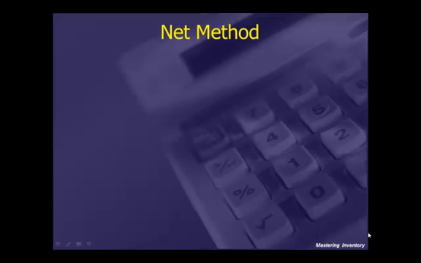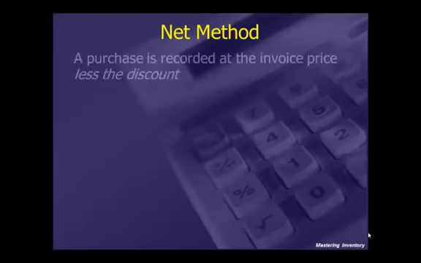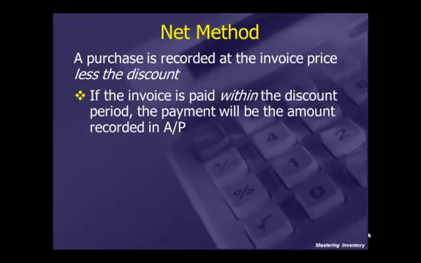All right, we're still in inventory. We're looking at purchases. We just finished looking at the gross method and we're ready to look at the net method. A purchase is recorded at the invoice price less the discount when you're using the net method. If the invoice is paid within the discount period, the payment will be the amount recorded in accounts payable.